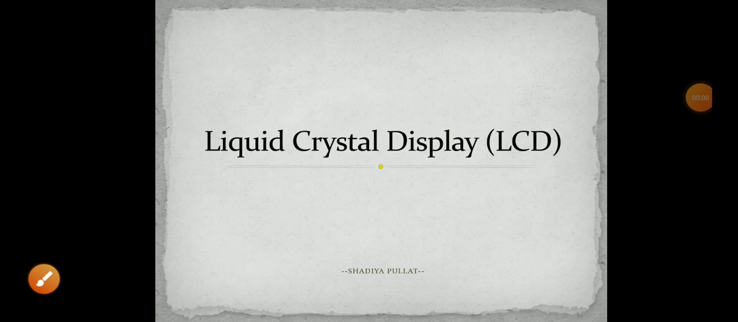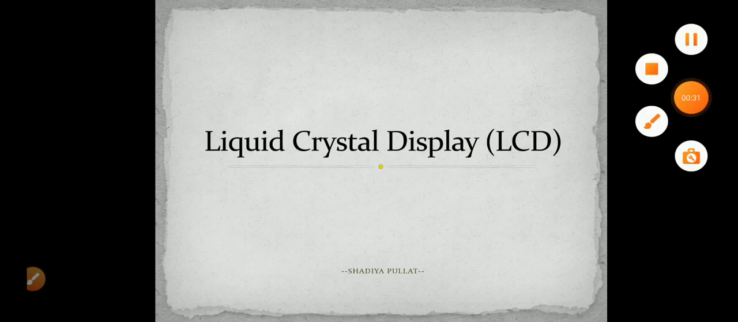Hello everyone. In this video we are going to discuss LCD. We all have heard about LCD, which means liquid crystal display. We see LCD screens in a lot of applications. We know about the LCD display in televisions, computers, and gaming devices. In a lot of places we see the LCD panel display.